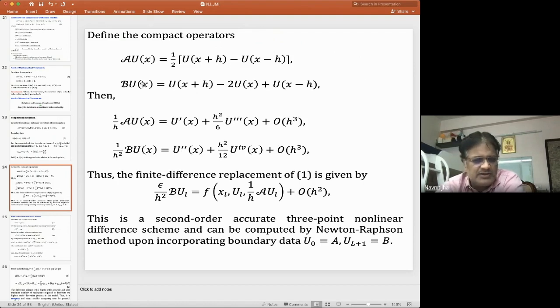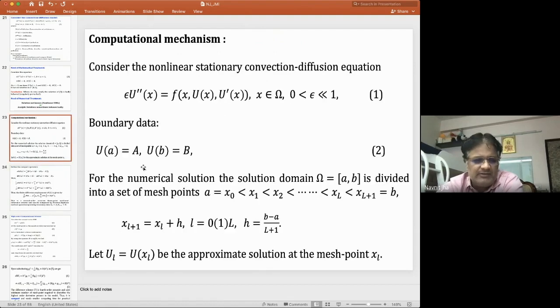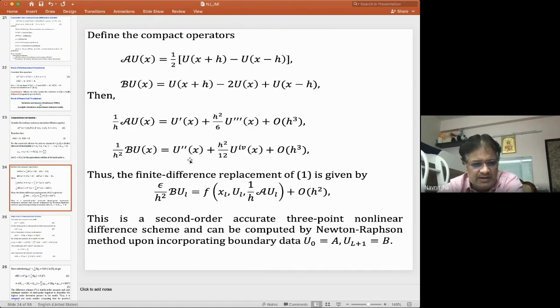So if we substitute these operators in the given equation, our given equation is epsilon u double prime equal to function of x, u and u prime. So here for u double prime, I have substituted B u by h square. Epsilon is as usual multiplied, equal to function of x. This is evaluation at a point xl. So at x equal to xl, this becomes xl, u at xl becomes ul, and first derivative is 1 by h A ul. So this is a very simple finite difference replacement of the nonlinear equation. It is of order h square.